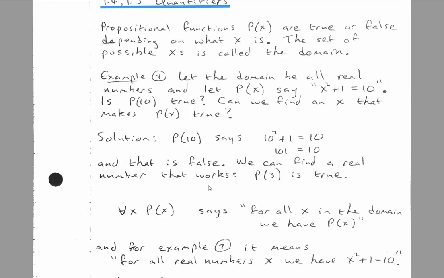Can we find an x that works? In other words, can we solve this equation? Well, yeah, we can see that 3 is going to work. 3 squared is 9, plus 1 is 10. So p of 3 is true. Okay, so we can find an x that works.